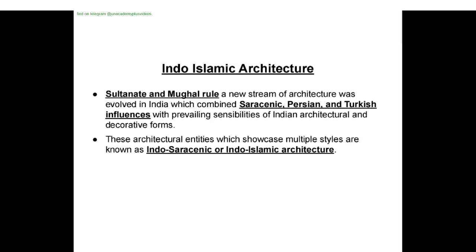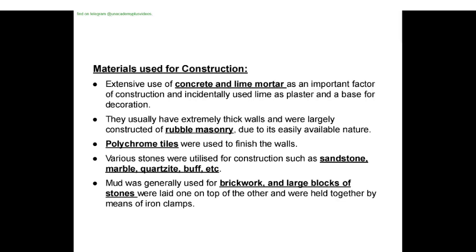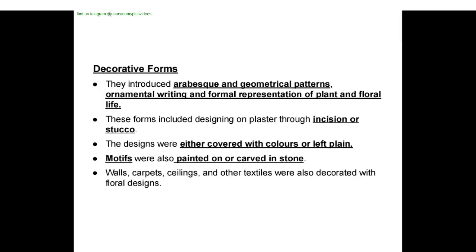Indo-Islamic architecture. Under Sultanate and Mughal rule, a new stream of architecture evolved in India which combined Saracenic, Persian and Turkish influences with prevailing sensibilities of Indian architectural and decorative forms. These architectural entities which showcase multiple styles are known as Indo-Saracenic or Indo-Islamic architecture. Materials used for construction: concrete and lime mortar, rubble masonry, polychrome tiles, sandstone, marble, quartzite, buff, brickwork, and large blocks of stones at various sites.